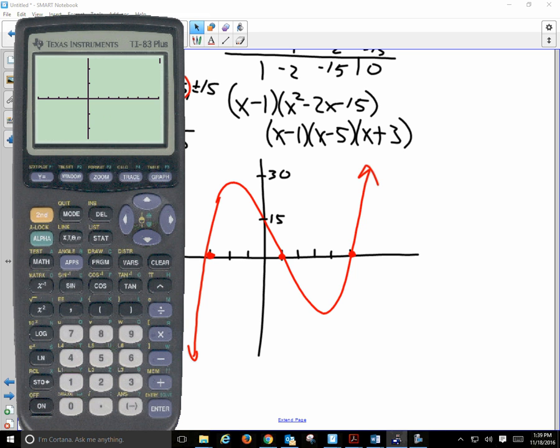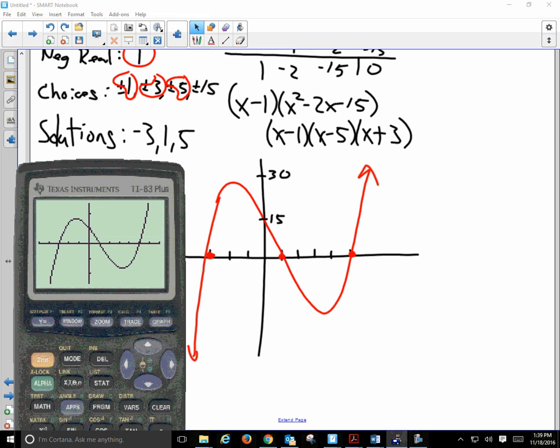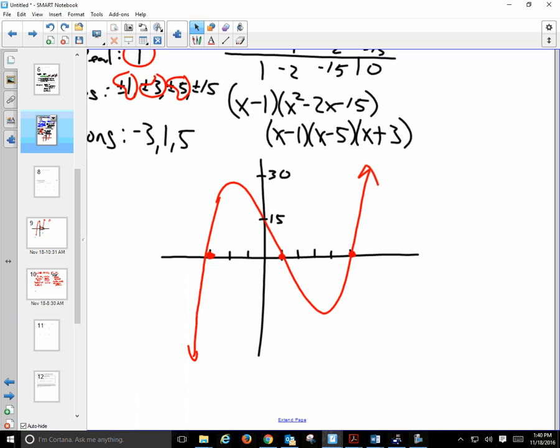And I don't know what you guys think, but remember, Descartes, Newton, they didn't have calculators. So how accurate were they with their graphs? Extremely accurate. I think that's pretty sweet. Last problem. Flip it over.